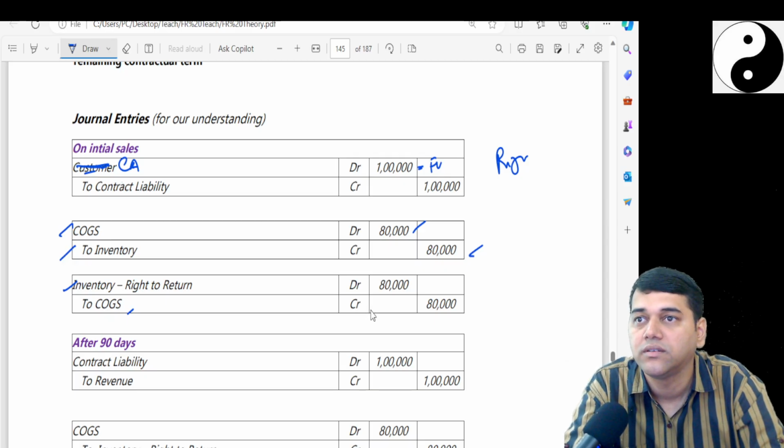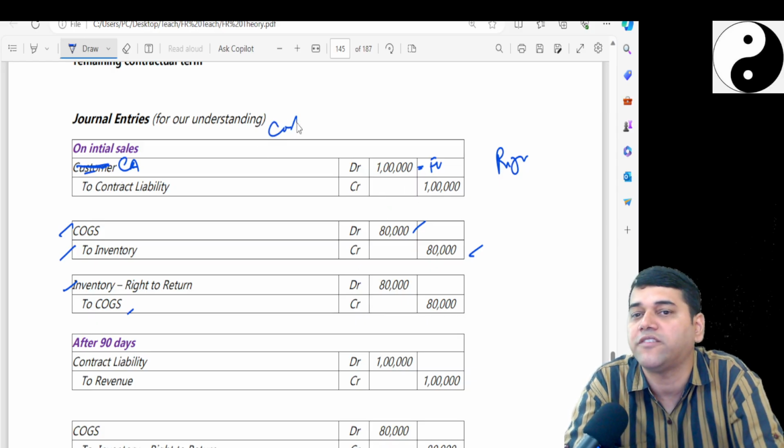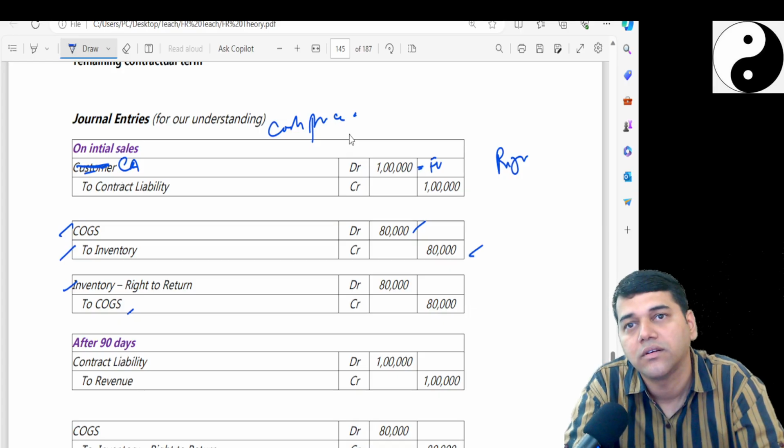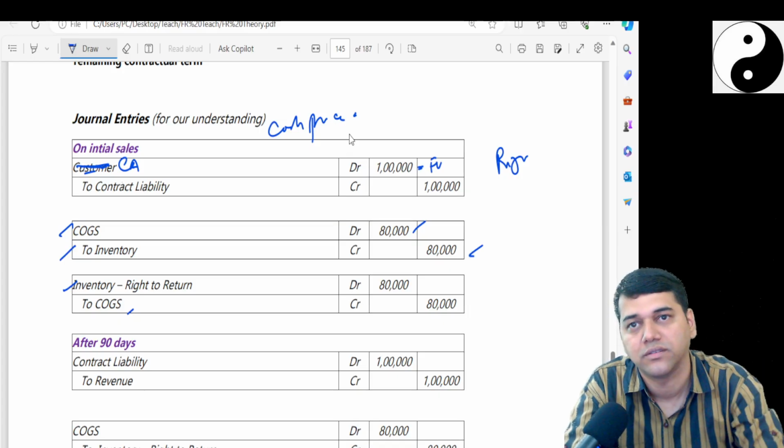What is your doubt? It's at a fair value, because your cash price is the fair value, no? After 2 years.